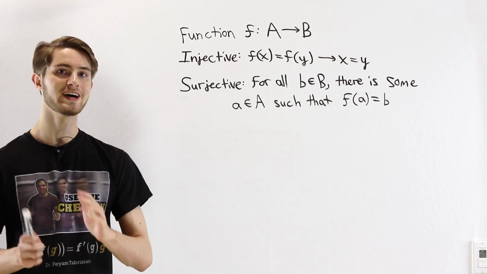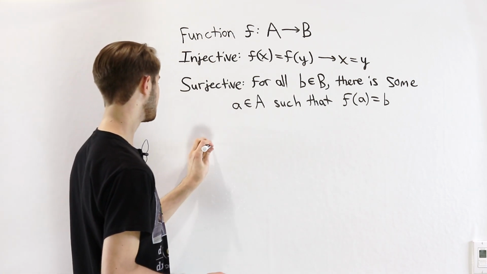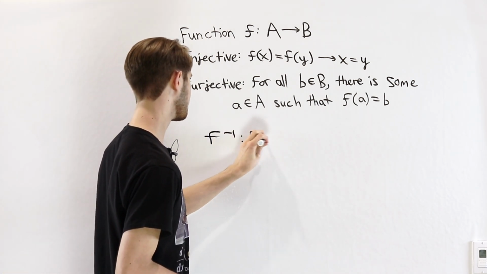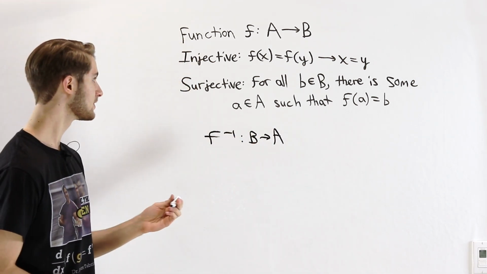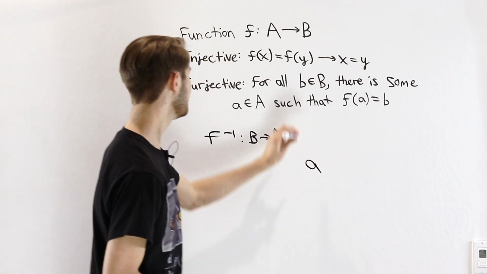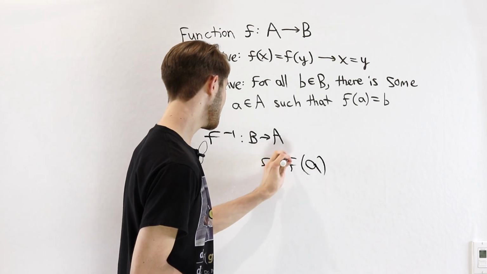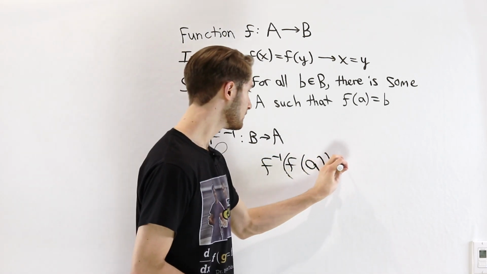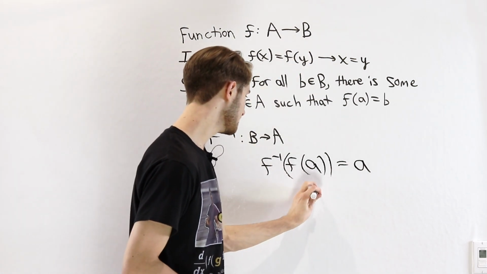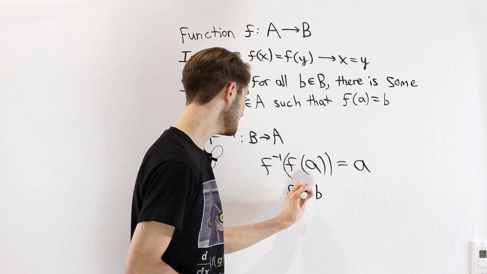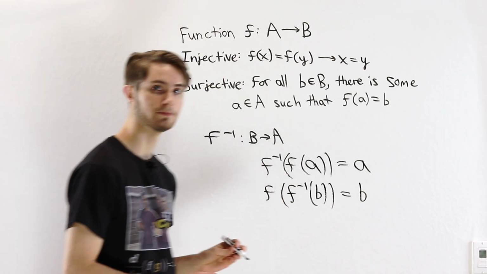So what is a two-sided inverse? Well, if we have a function f that goes from A to B, then the two-sided inverse, f inverse, is going to go from B to A. And there are two conditions that we want this inverse to satisfy. First of all, if we start with some a in the domain, we take f of a, and then we apply f inverse to that, then we want to get a back. And similarly, if we start with some element b in the codomain, and then we apply f inverse to that b, and then apply f, we want to get b back.